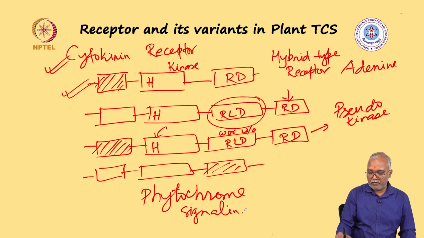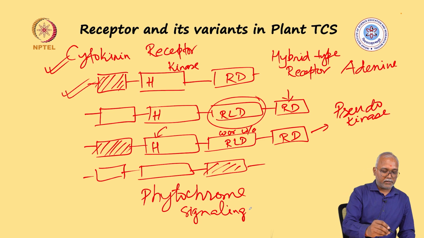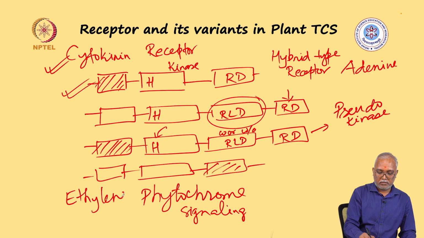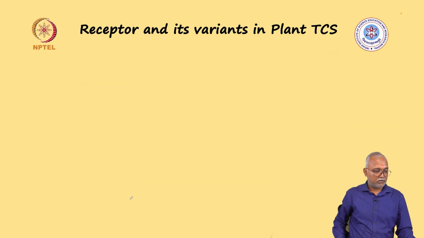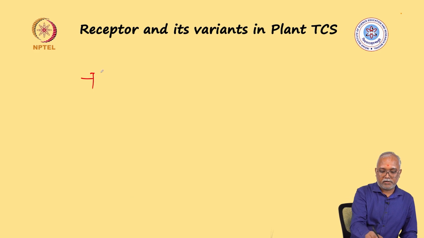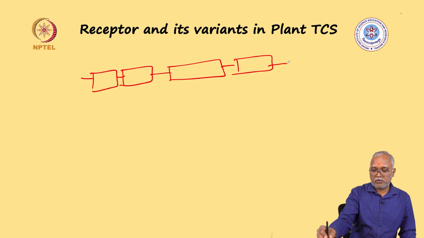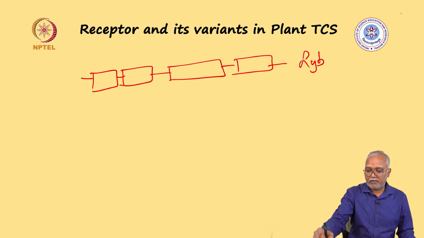So you have the pseudokinase kind of arrangement where the desired histidine is missing. So not only for cytokinin but also for your ethylene, you have the receptors. What you would notice is that there are ethylene receptors also which have a similar arrangement, where you will have ethylene, and this is also a hybrid kind.